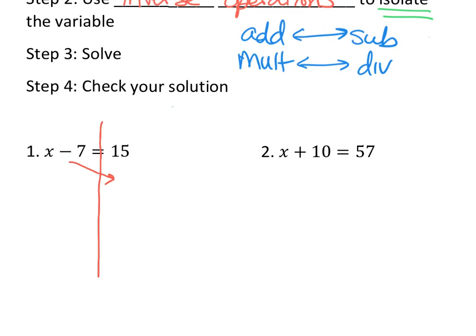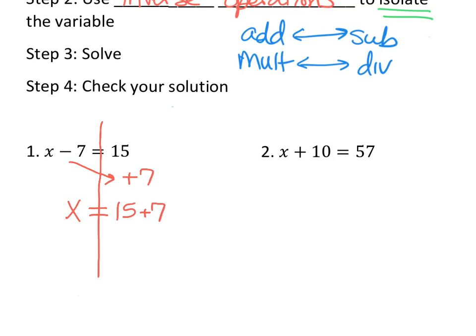So we're going to take this negative 7 and we need to move it to that side. This is where inverse operations come in, because what's the operation I have to use to move it over there? Addition, the opposite of subtraction, yeah. So I'm going to add 7 to the other side to move it, which would mean I'd have x equal to 15 plus 7 as my equation now.